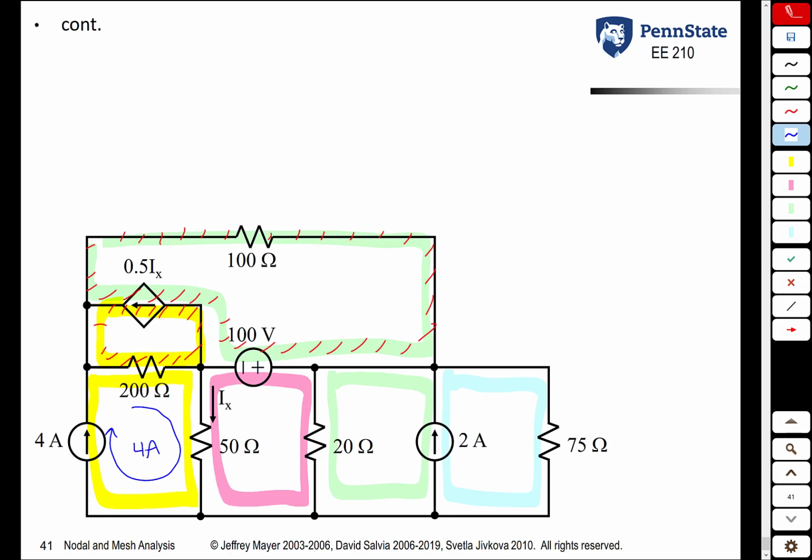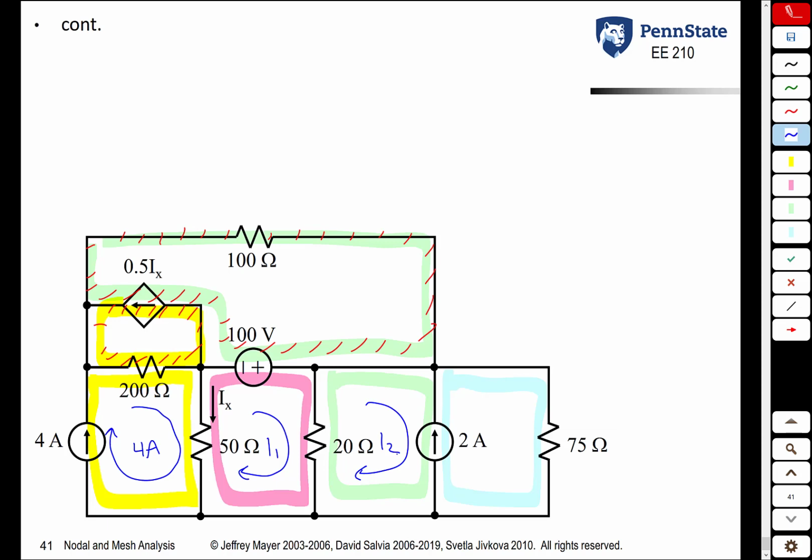How about the pink mesh? No current source at all. You don't know the current. Variable, call it I1. Green mesh. You have a current source, but because it's an interior branch current source, the current through that green mesh is not 2 amps. It's a variable. Call it I2.